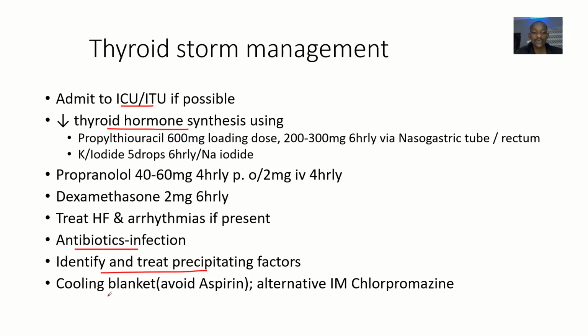Then cooling blankets. In thyroid storm, with too much thyroid hormone in the body, the temperature goes higher and higher, so try to cool the patient. Then alternatively, intramuscular chlorpromazine can also be given.